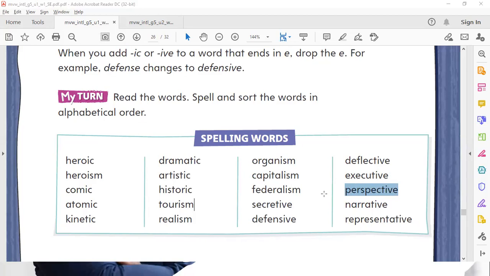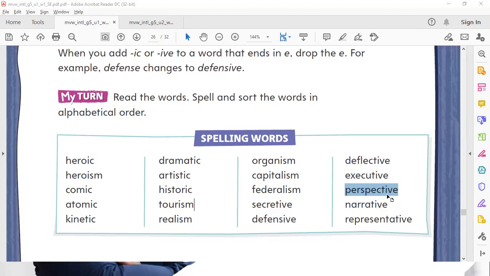Yusuf Ahmed. Hi, mister. Hello. Can you please read this word for me? Perspective. Very good.